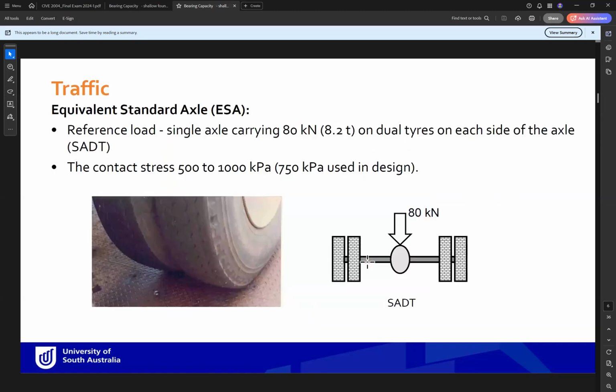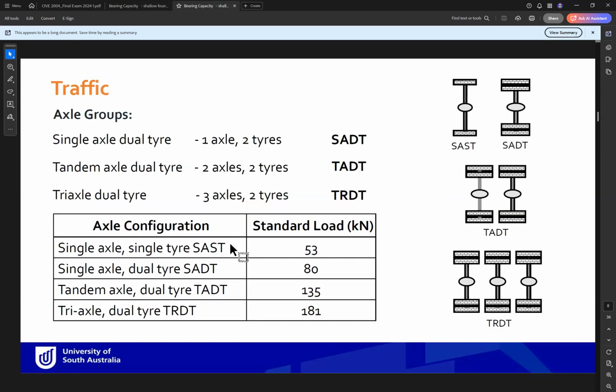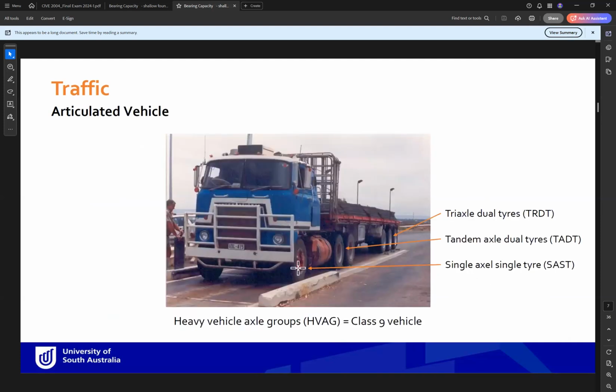So the truck given to you will have a number of axles. The load of each axle will be found, or assumed, using this table here. So for example, this truck, the first one is single axle, single tire. The second one is tandem axle dual tire. Tandem means two axles. The third one, the trailer, how many axles? 3. So that's why it is tri-axle dual tire: 3 axles, each axle has 2 tires, dual tires.